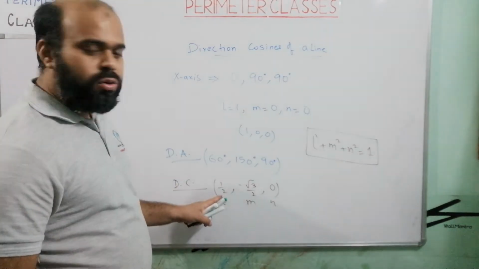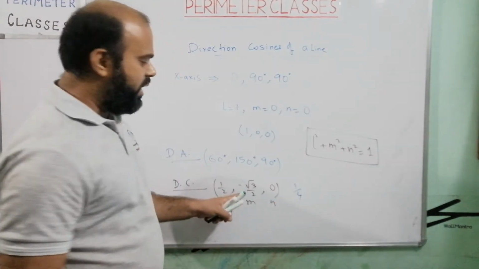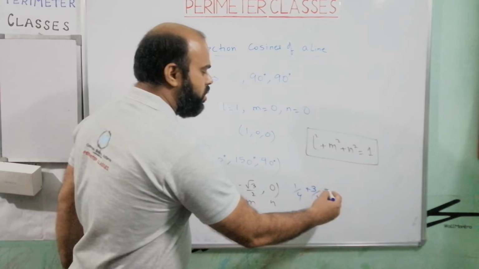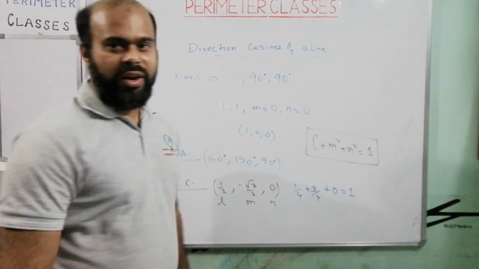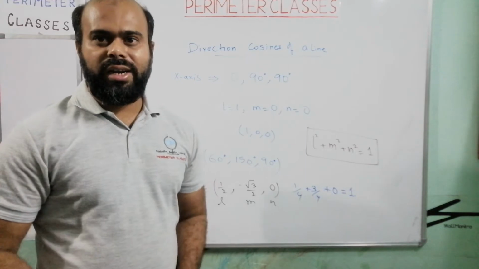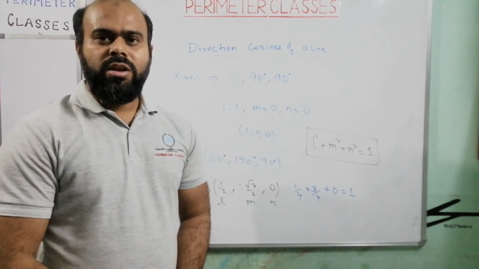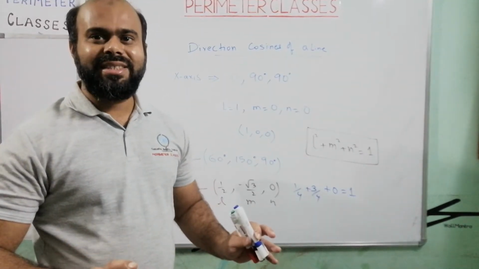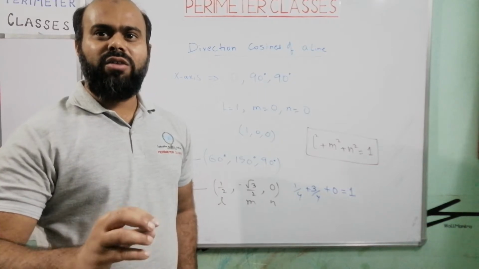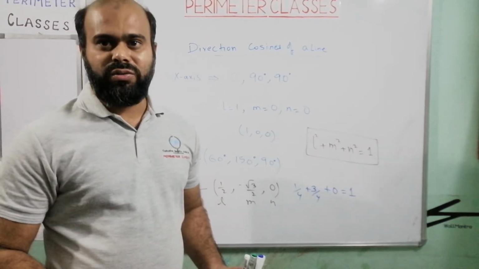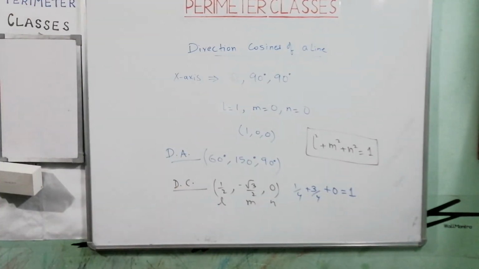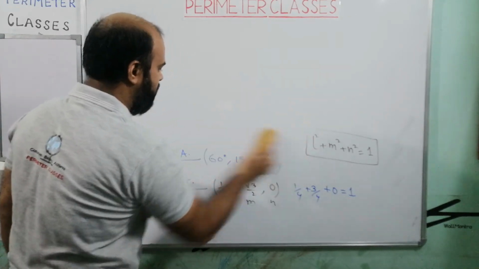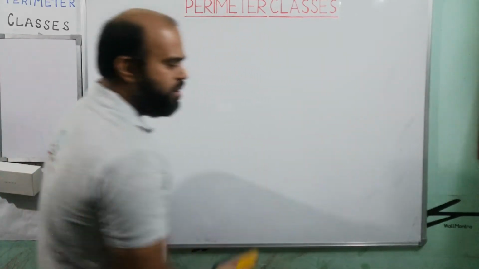Here, 1 by 2 square will be 1 by 4, minus root 3 by 2 square will be 3 by 4, and 0 square will be 0, and it will sum up to 1. So this is a very important identity which we have to remember. Try to prove this identity, that for any line in space, the sum of squares of the direction cosines is always equal to 1. You can pause the video and check whether it is true or not.